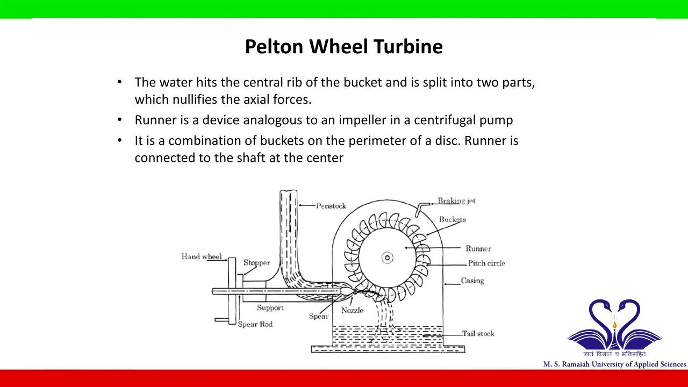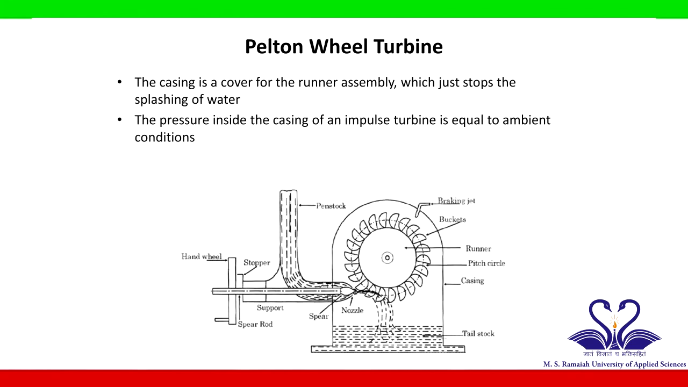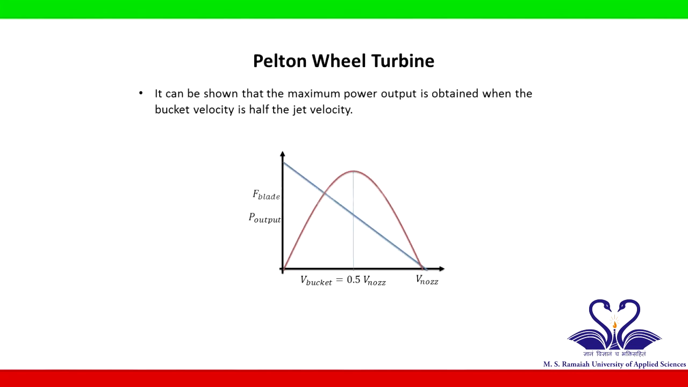Runner is a device analogous to an impeller in a centrifugal pump. It is a combination of buckets on the perimeter of a disc. Runner is connected to the shaft at the center. The casing is a cover for the runner assembly, which just stops the splashing of water. The pressure inside the casing of an impulse turbine is equal to ambient conditions. It can be shown that the maximum power output is obtained when the bucket velocity is half the jet velocity.